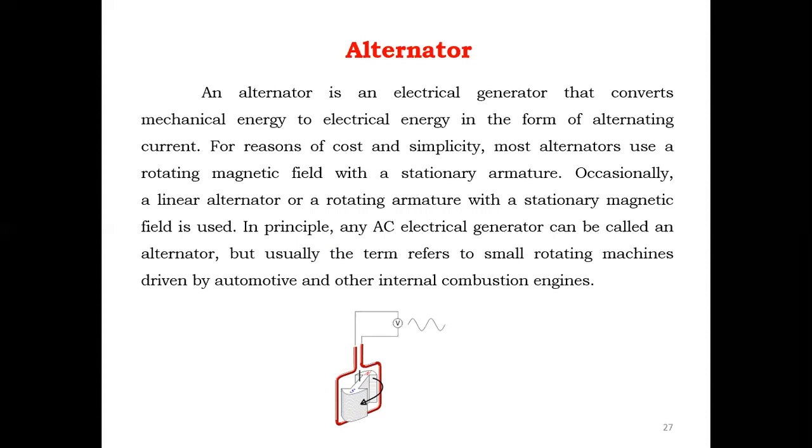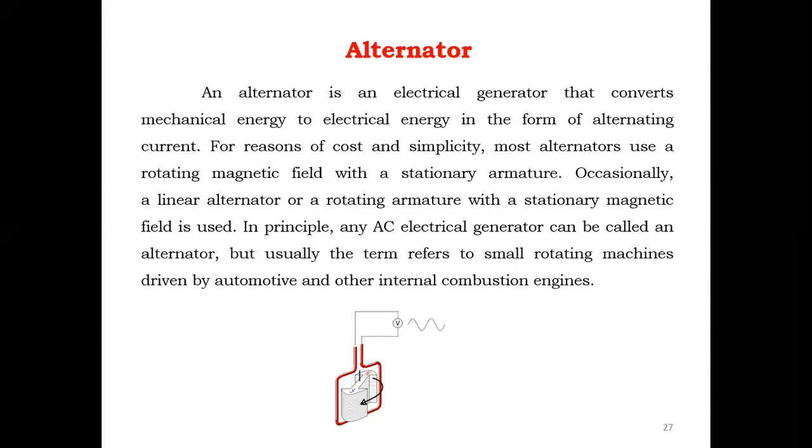An alternator is an electrical machine that converts mechanical energy to electrical energy in the form of alternating current. For reasons of cost and simplicity, most alternators use a rotating magnetic field with a stationary armature. Occasionally, a linear alternator or a rotating armature with a stationary magnetic field is used. That is the basic principle.